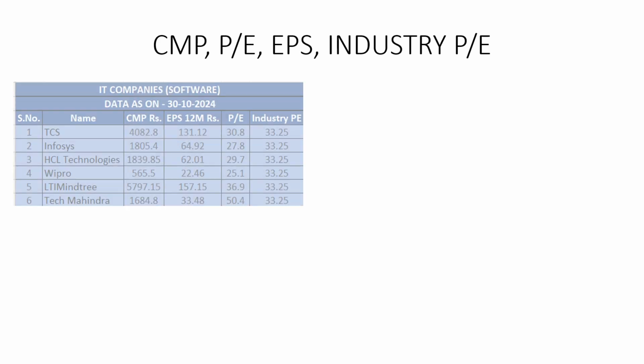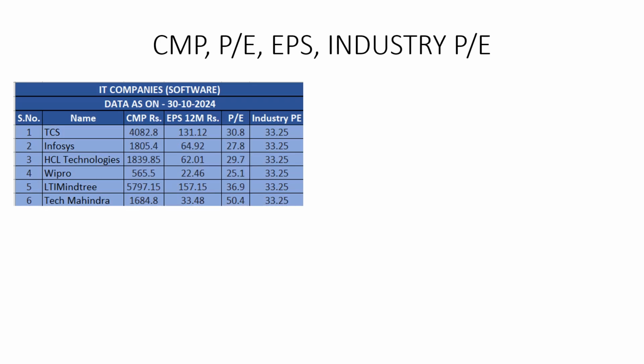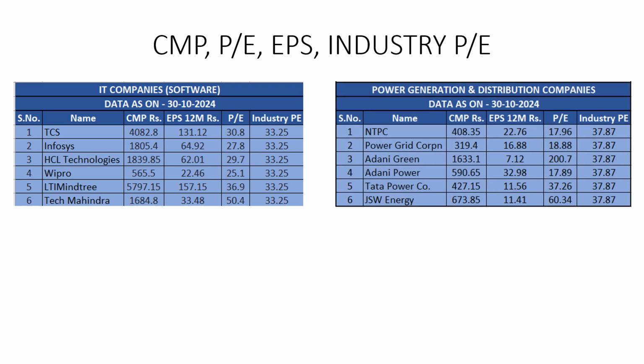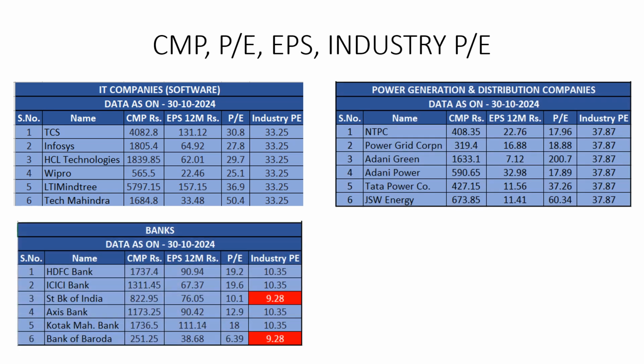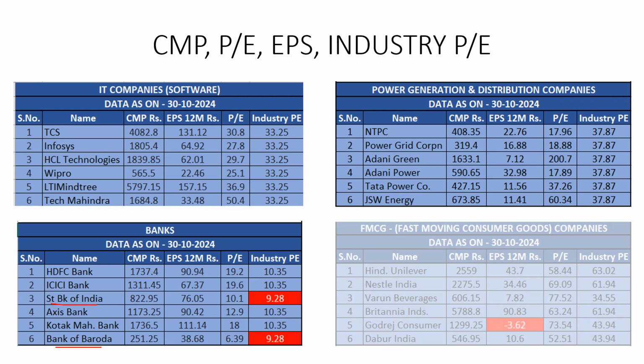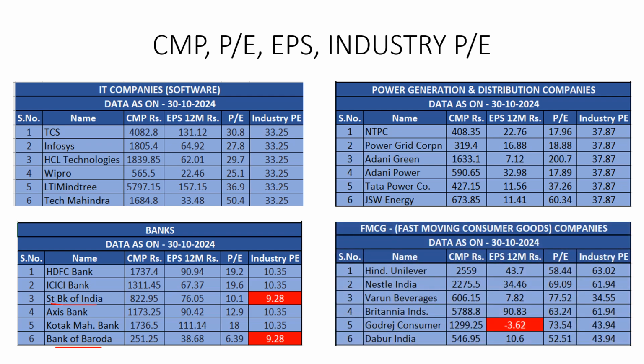So here is the chart, friends. This is the first chart which talks about the IT companies. This talks about power companies, power generation and distribution companies. Now the third one talks about the banks. In this we have two different kinds. One is the public sector banks, like State Bank of India and Bank of Baroda, and the rest are all private banks, right? And then we also have the FMCG, which is fast moving consumer goods, right?